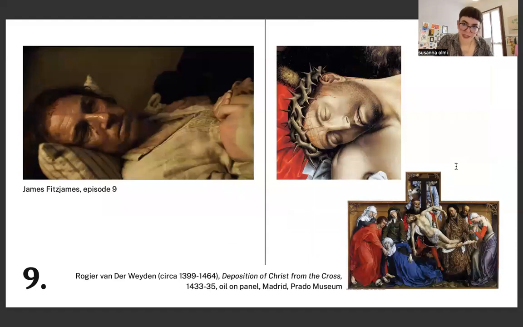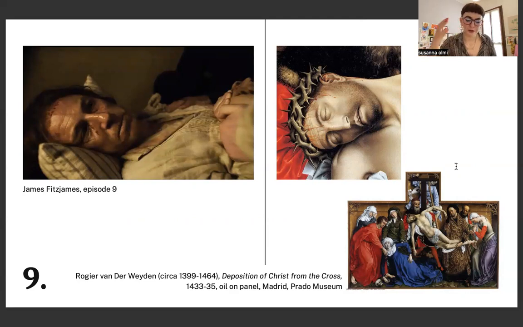And this is again the death scene. Again, episode 9, and Fitzjames whispers, "I am not Christ," while droplets of blood are spilling from the wounds on his forehead, mirroring the droplets of blood on Christ's forehead, spilled from the wounds left by the crown of thorns, of course.